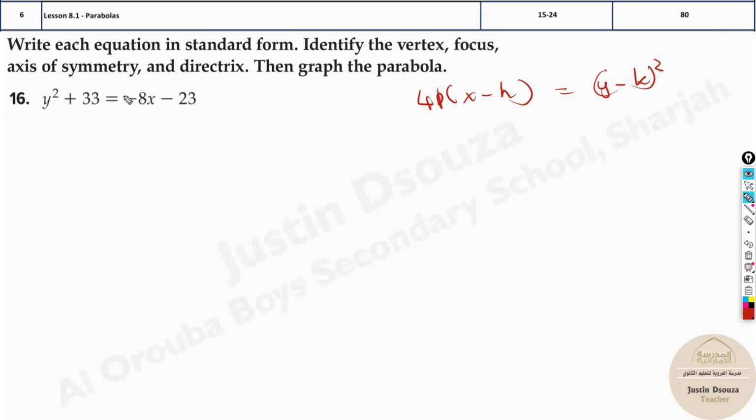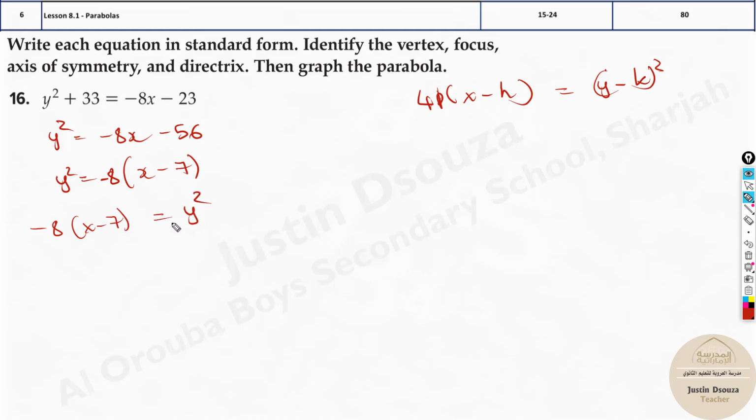Now let me take all the numbers to one side and simplify. So I'll take this to the other side. It'll be y squared is equal to minus 8x. Minus and minus, it becomes 56 over here, minus 56. Now what I'll do is I'll take the minus out and I'll take 8 out. It'll be x minus, again it's 7. Now I'll rearrange it and write minus 8 into x minus 7 is equal to y squared.